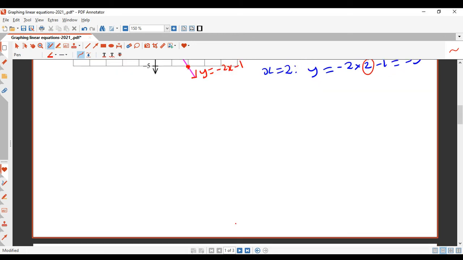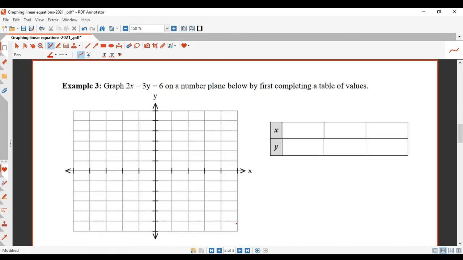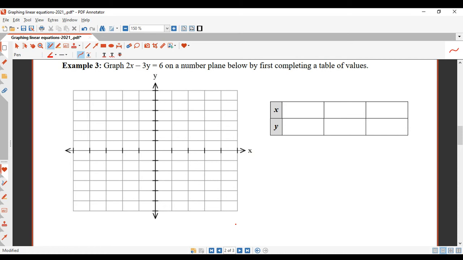Okay. Now, let's do a harder one. Now, here you can see the equation is a little bit harder. So we have to do some algebra for this one. So we'll start off with 0, 1, 2 again.